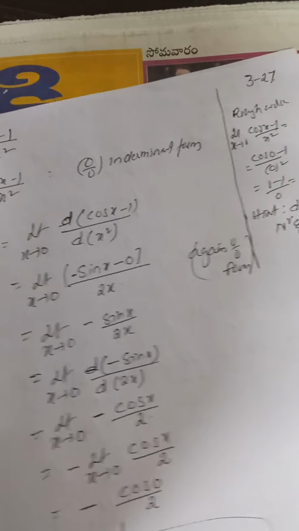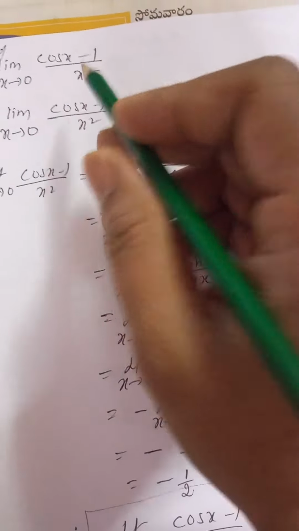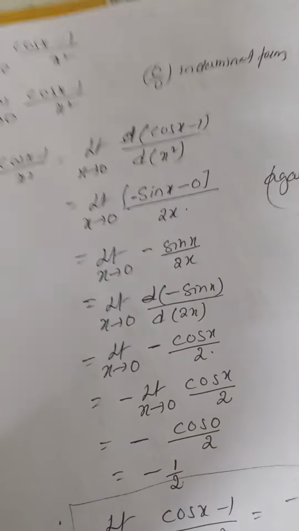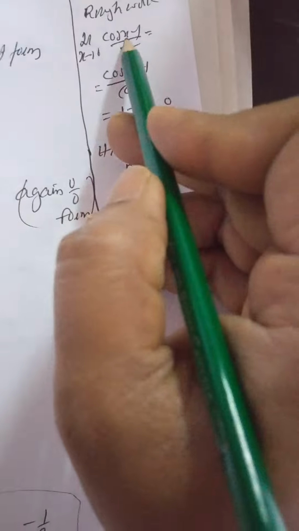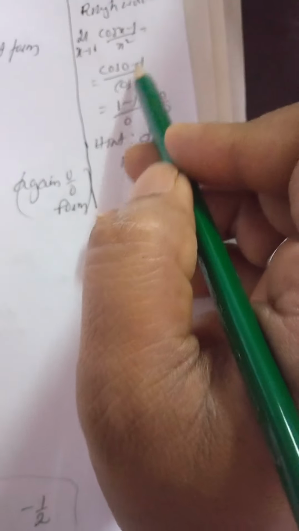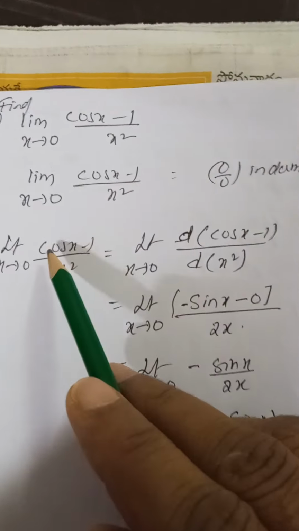Right. Next problem. Limit as x tends to 0 of cos x minus 1 by x square. Right? Cos x minus 1 by x square. Now if you apply the limit directly, cos 0 is 1, so 1 minus 1 by 0 square. That means 0 by 0 form again. Indeterminate form. Right? Now in that case, what do we have to do?